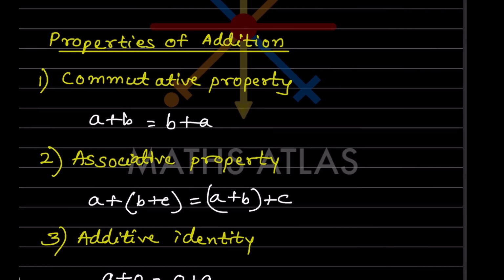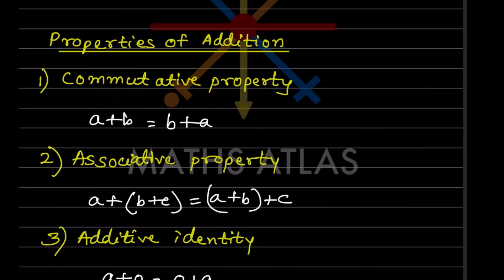Now let us see some of the properties we are going to see in this chapter. The properties of addition: commutative property and associative property, these are all for addition. For the commutative property of addition, a plus b will be b plus a. Suppose this is 2 plus 3, this is a, this is b, so this will be 3 plus 2.